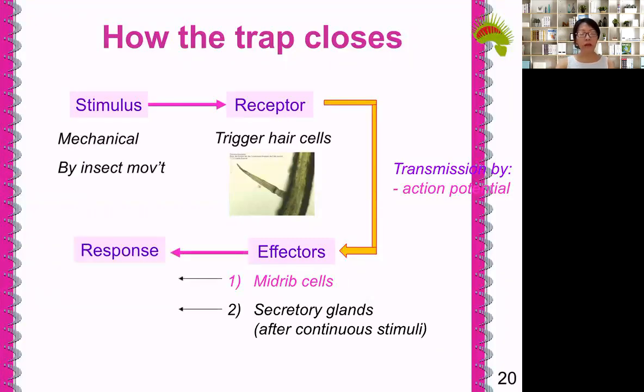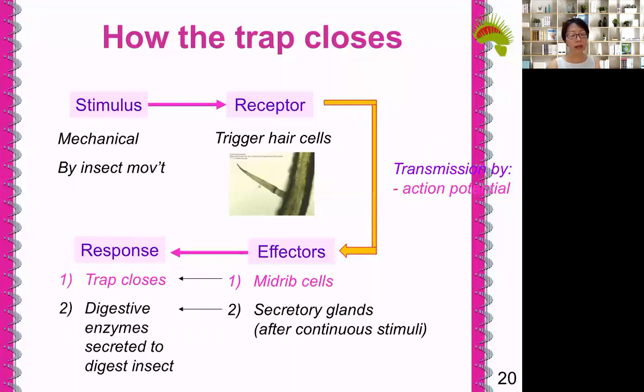Then inside the midrib cell, a lot of things will happen, right? Auxin will be produced, protons will be pumped out of the cell. Proton is being moved out of the cell, okay? And then the acidity will cause expansin to actually break the bonds between cellulose, hemicellulose, pectin, okay? Then after that, calcium ion will move into the cell, water potential of the cell increases, water enters by osmosis, the midrib cell will swell, and that will cause the trap to close. Then secretory glands secrete the digestive enzymes to digest the insects.